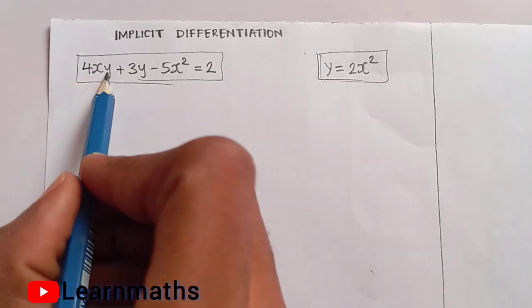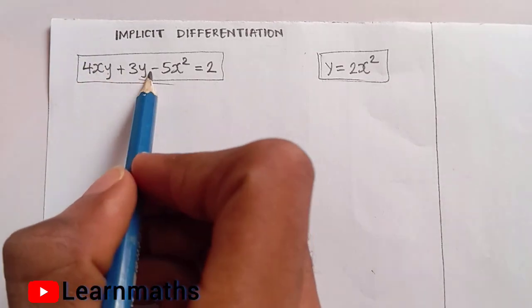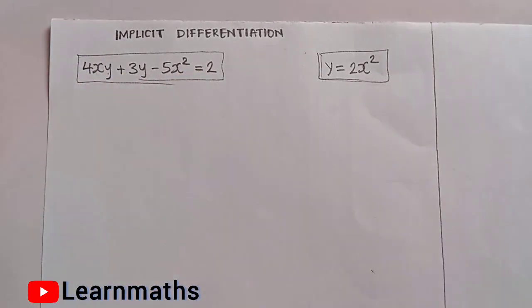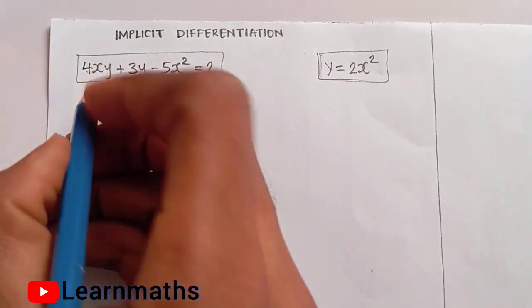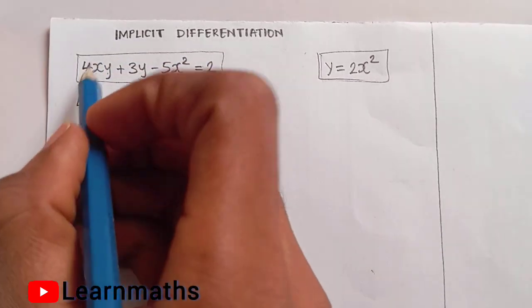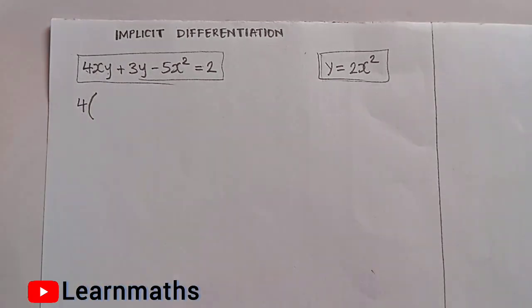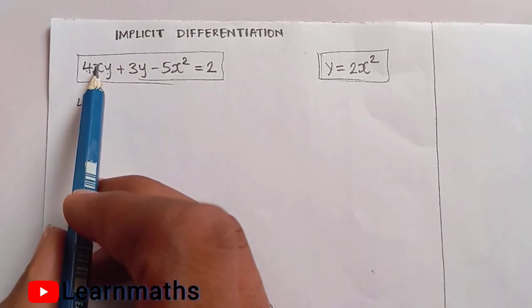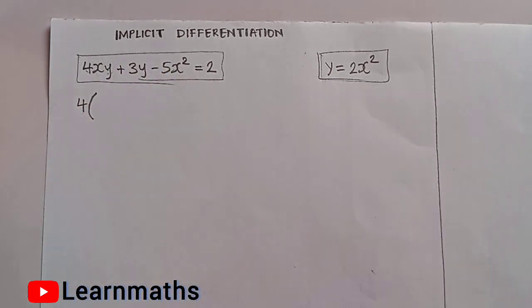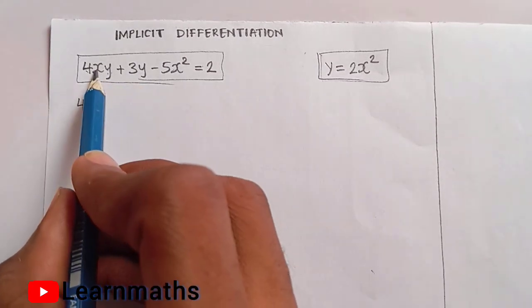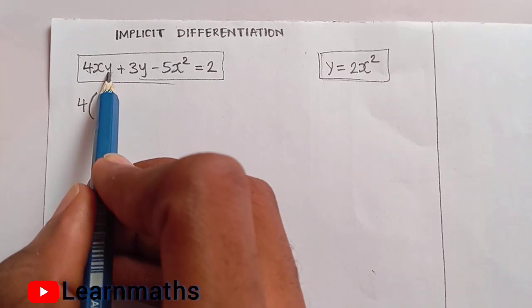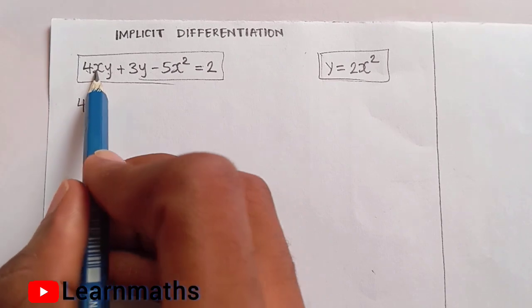Now we have 4xy plus 3y minus 5x squared equal to 2. I'm going to factor out the 4, being the constant here. Then we apply the product rule to differentiate x and y. This is a product of x and y. Applying the product rule, we differentiate x and multiply with y, then add that to the differential of y, multiplied with x.